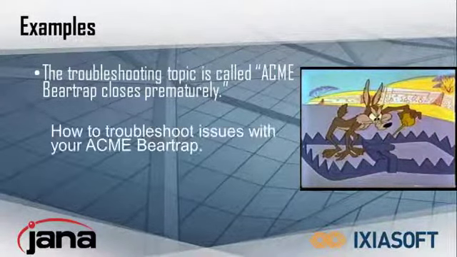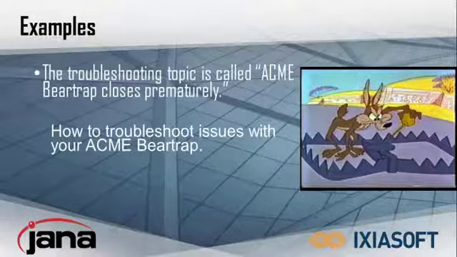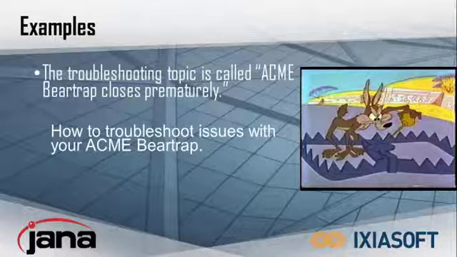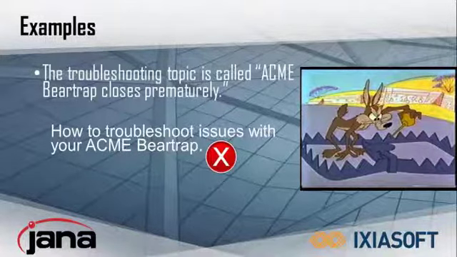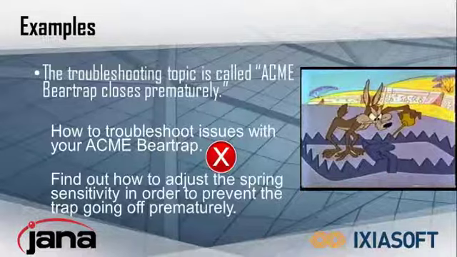See, Wiley is trying to catch the Roadrunner, and the short description says, how to troubleshoot issues with your Acme Bear Trap. Well, what we see here is instead you want to focus on the situation that you're likely to encounter and make it clear the value of the troubleshooting topic. So we would rewrite this: find out how to adjust the spring sensitivity in order to prevent the trap going off prematurely.